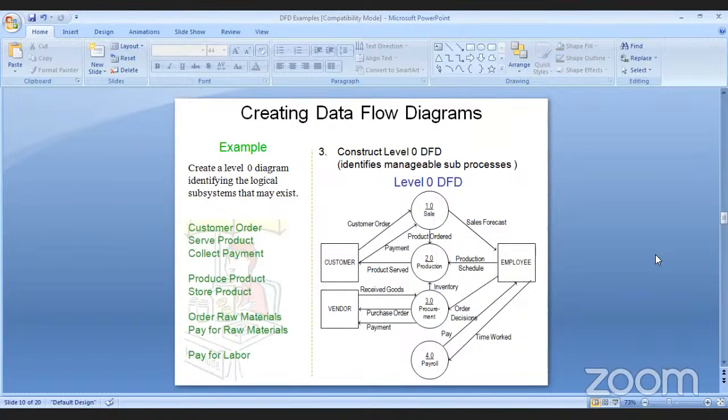The customer will put the order, customer order, that is, you see the first line connected to the sales process. The sales process will process that and order the product. Now the production process will see whether the concerned product is available or not. If the concerned product is available, then the production process will serve the product to the customer.